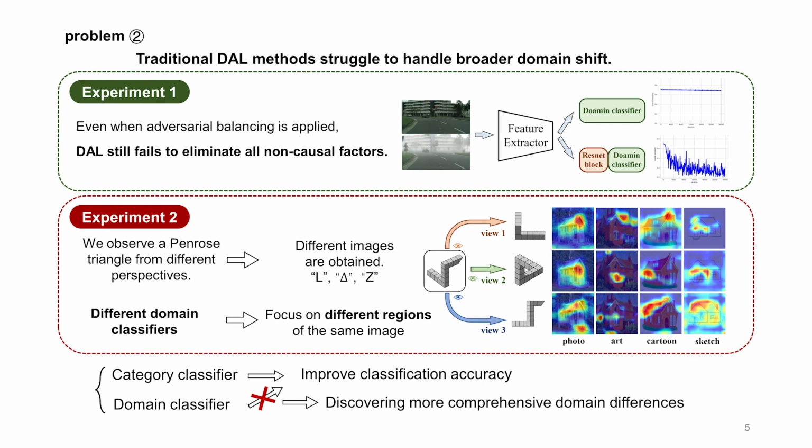Secondly, traditional DAL fails to handle broader domain variations. When we freeze the feature extractor parameters of a converged DAL network and introduce a residual module, we observed a continuous decrease in network loss. This indicates that achieving a balance in adversarial training does not guarantee the removal of all non-causal vectors. Furthermore, visualization reveals that a single domain classifier can only focus on partial non-causal vectors, similar to how humans observing a Penrose triangle can yield different interpretations. We believe that domain classifiers should pursue comprehensive coverage of non-causal vectors rather than merely higher classification accuracy.